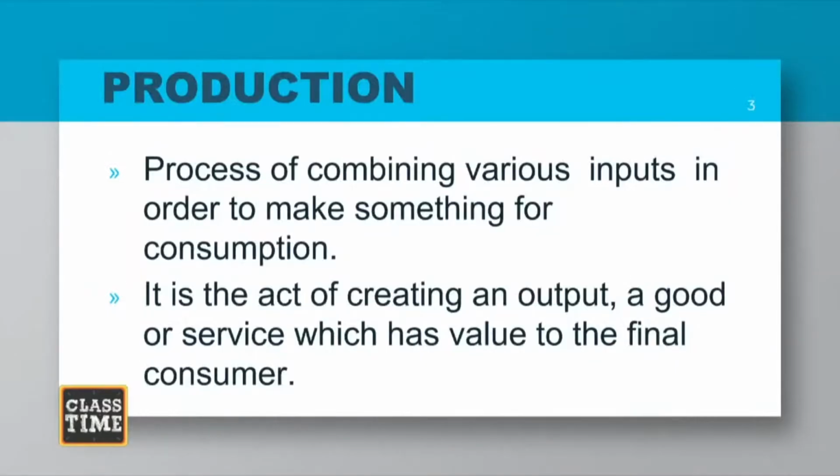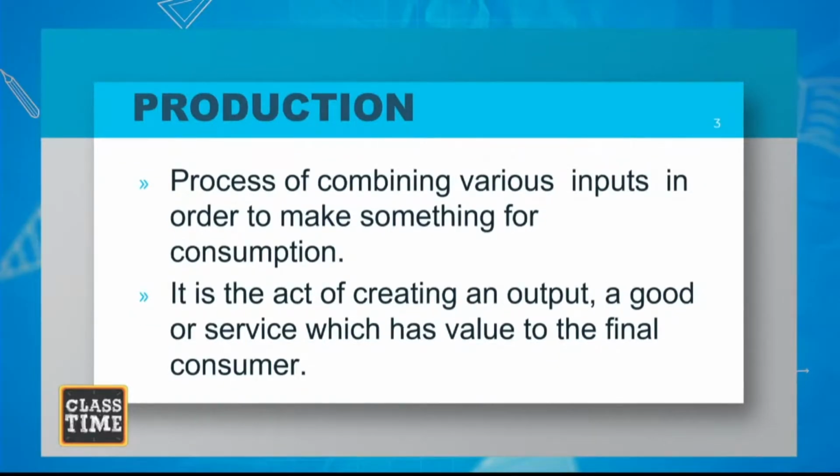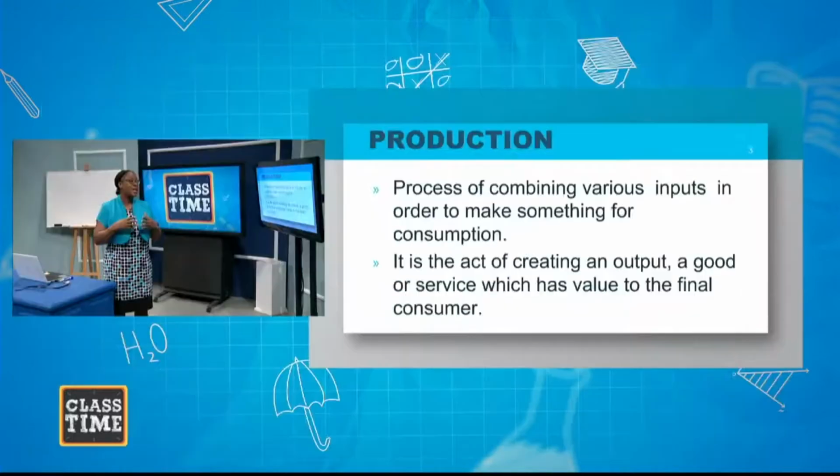Now, most of us would have an understanding of what it means when we hear the term production. Production, we are producing, we are making, we are manufacturing. All of those terminologies are synonymous with the word production. But by formal definition, production is the process of combining various inputs in order to make something for consumption, something for your consumers. It can also be defined as the act of creating an output, a good or service, which has final value to the final consumer.